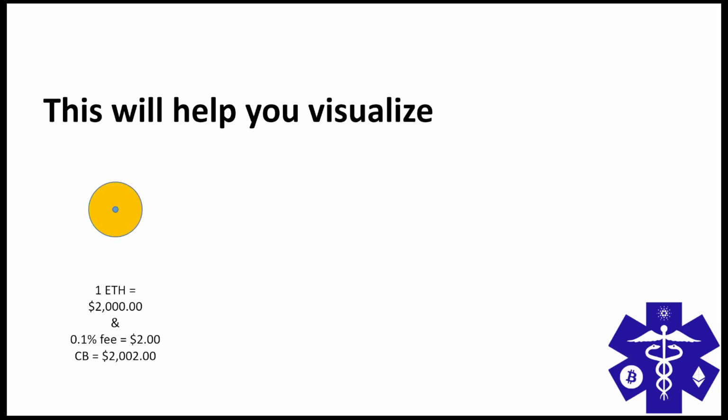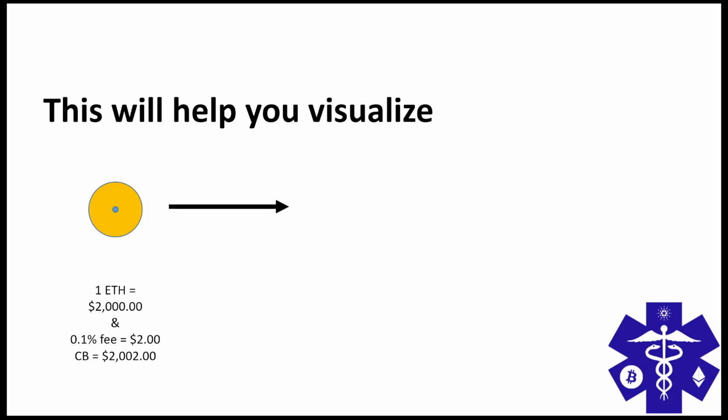So here we have a pie and a circle inside the pie. The yellow portion of the pie represents me purchasing 1 ETH at a price of $2,000. And the blue dot in the middle represents a 0.1% fee, which is $2 in this case. So my total cost basis for owning the cryptocurrency is $2,002.